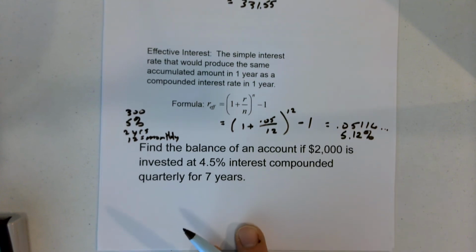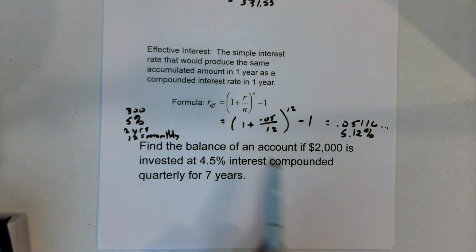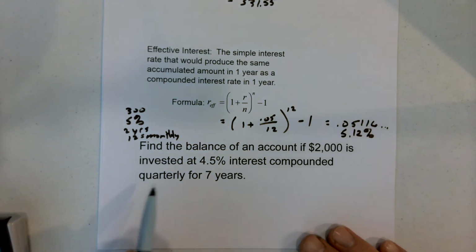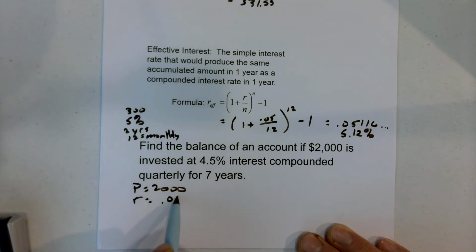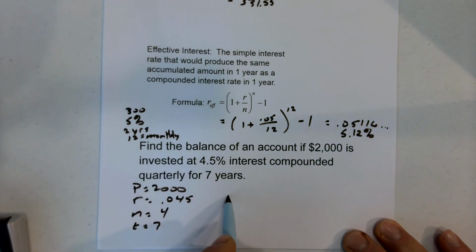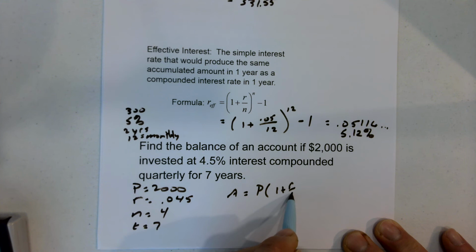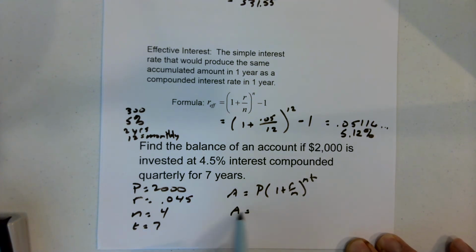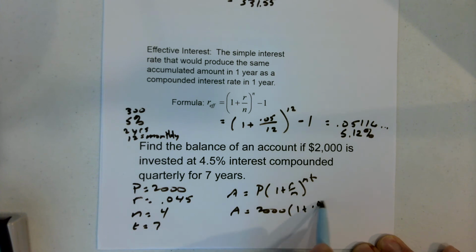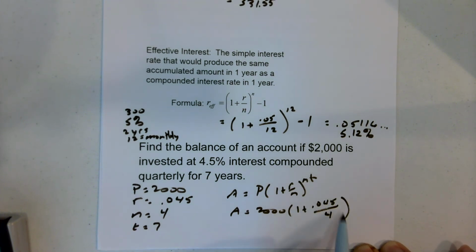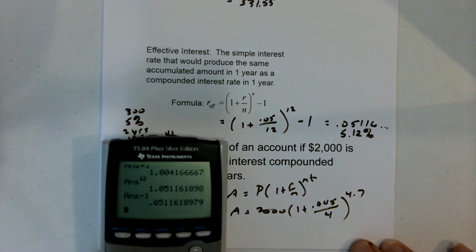So what are we going to ask you to do? I'm going to ask you to use these formulas in order to solve some problems. So find the balance of an account of $2,000 invested at 4.5% interest, compounded quarterly for 7 years. So what do I know? I know my principal is $2,000. My rate is going to be 0.045. I've compounded quarterly, so I'm going to compound it 4 times a year, and my time is going to be 7. So I'm going to use A equals P times 1 plus r over n to the nt. Go ahead and plug that in, so I get 2,000 times 1 plus 0.045 over 4 to the 4 times 7. Again, we can throw that into the calculator.